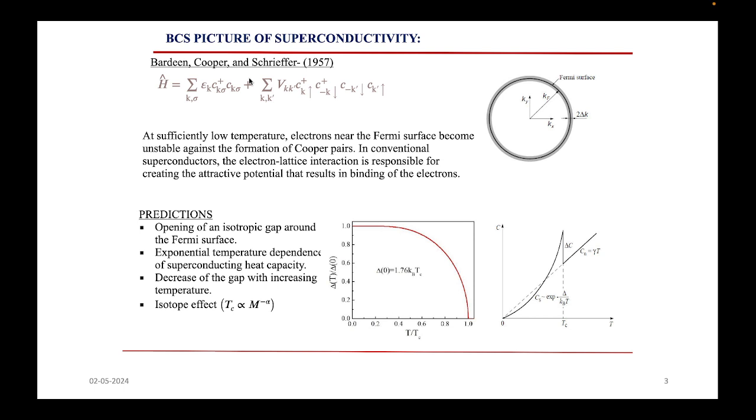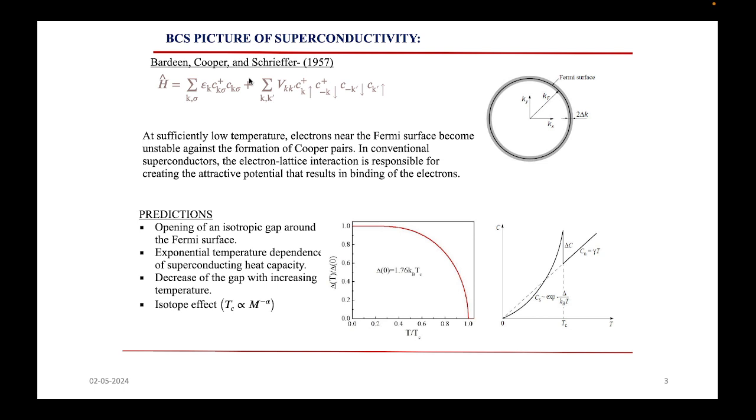So the basic idea is that two electrons form a pair, and the pair is formed by interaction through phonons. It is the lattice that participates in binding two electrons, and the pair of electrons is called a Cooper pair. They have the property that their spins are opposite and their momenta are also opposite. An important prediction of the theory is that there is an isotropic gap around the Fermi surface.